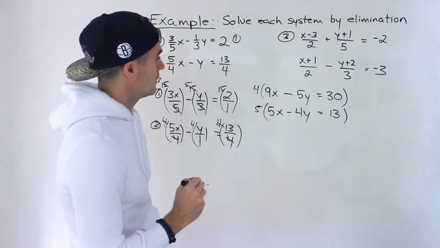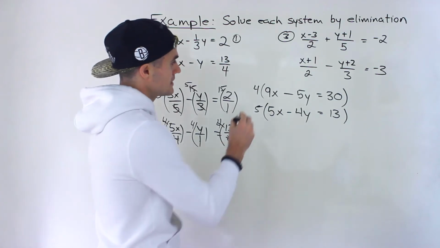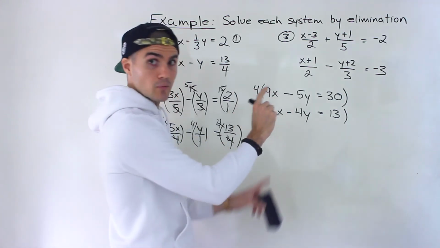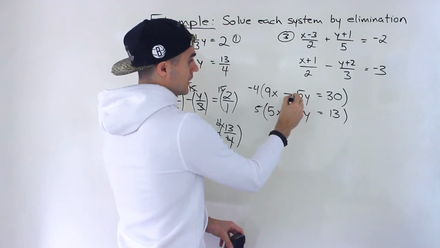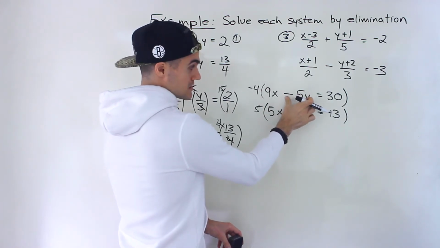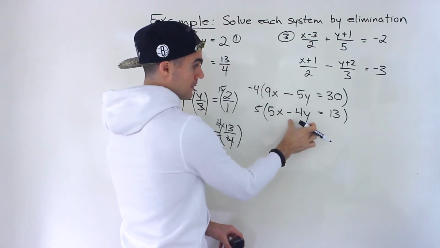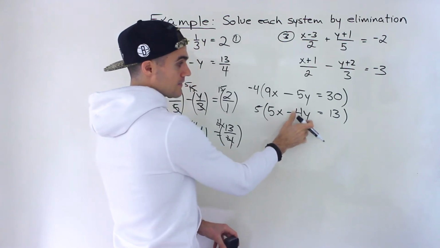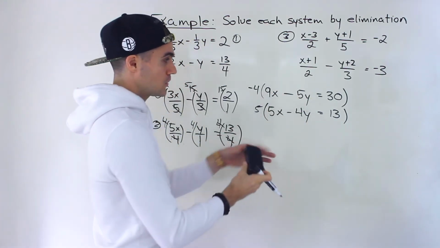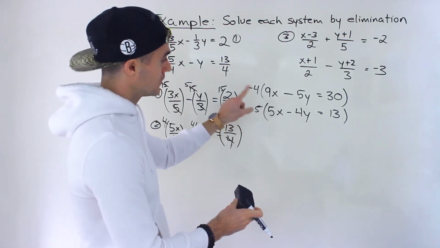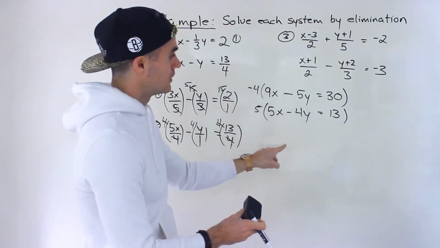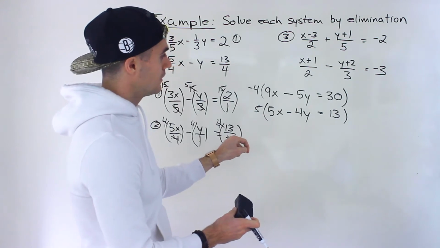And actually, you know what? Let's switch it up in this case. Let's multiply everything. That's one way you could do it. I'm going to multiply everything by negative 4 here, in order to get positive 20y here, and then this would be still negative 20y, and then we don't have to worry about subtracting them. We could just add them, right?